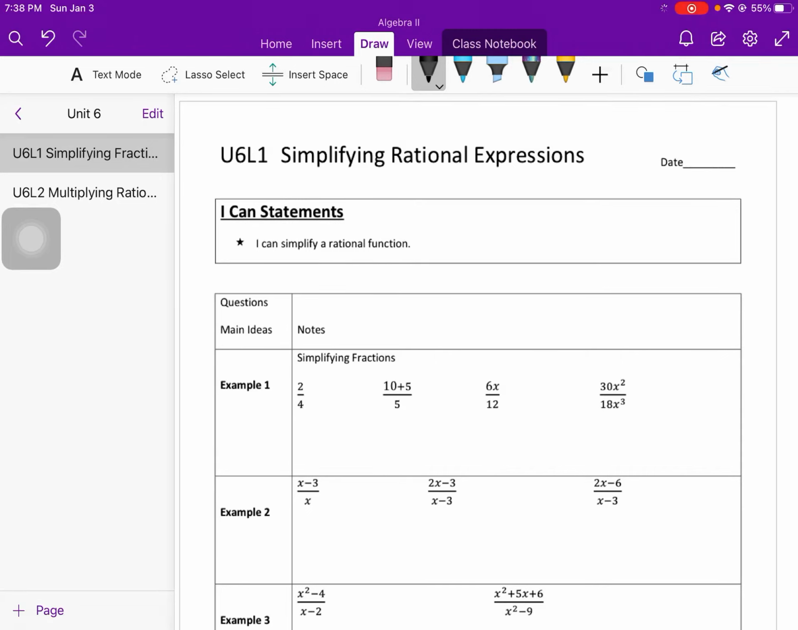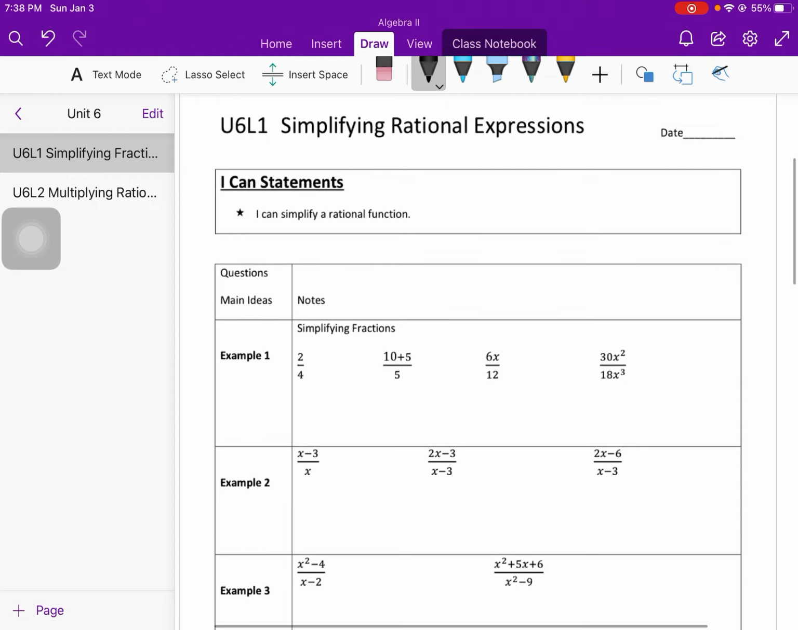Hey guys, welcome to the first section of Unit 6, and this is kind of a review. You've actually seen a lot of these concepts back in Algebra 1, but it's a pretty short lesson, and we'll just go through it here. It involves a lot of factoring and just reducing fractions. So we're simplifying rational expressions, and these are always going to be in the form of a fraction.